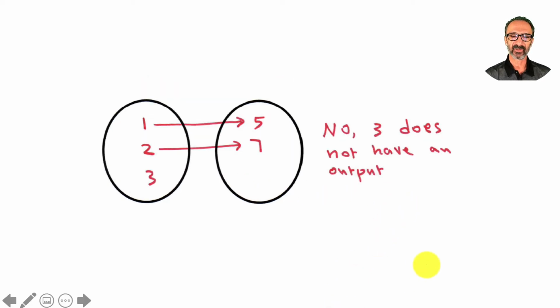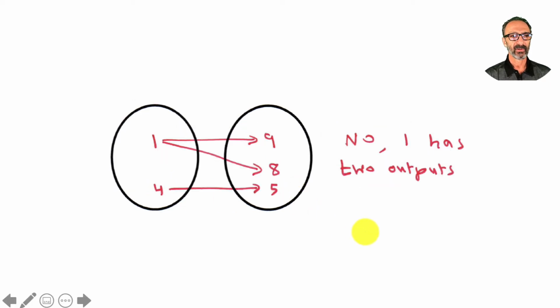Now, this one is not a function because 3 does not have an output. The first word that was highlighted or written in red, it says every. So 3 is an input or part of the first component, but it does not have an output. This one right here is not a function. Why? Because 1 has 2 outputs, as we could see, and it's not supposed to. It says in the definition exactly one output. So 1 has 2 outputs means no.